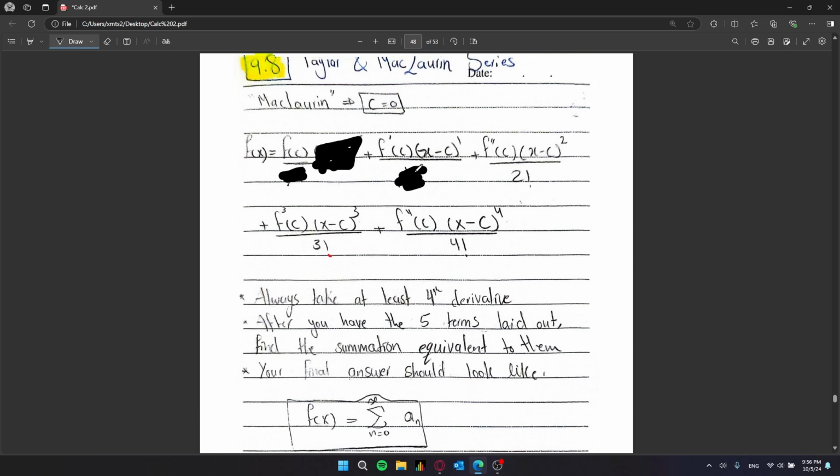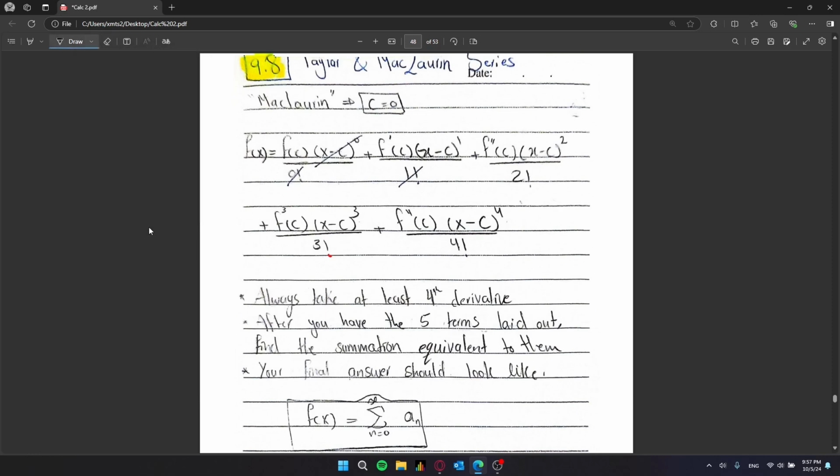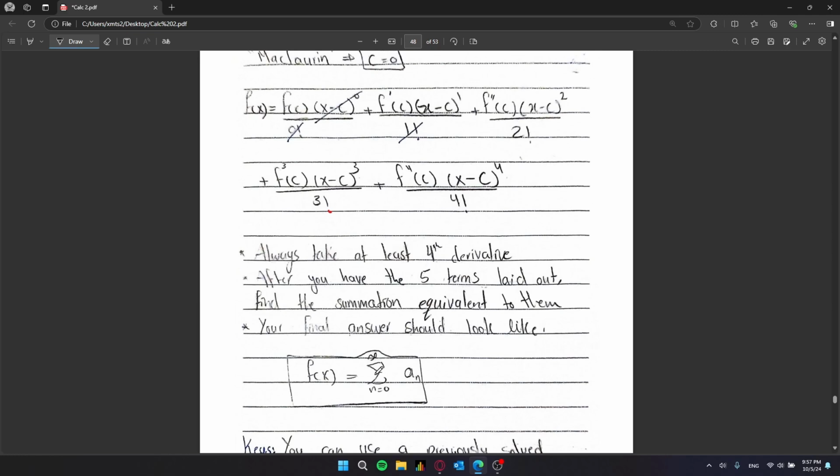So if this is how it's written, it doesn't make much sense what the pattern is, but once you realize that in reality this blank here is just 1 factorial, and this is 0 factorial, and this is x minus c to the power of 0, you see what the pattern is, and it's easier to understand what is actually happening. So how do you solve? You solve this by taking, at the very least, the fourth derivative, and you are finding some summation that is equivalent to them. And your final answer is going to look like this.